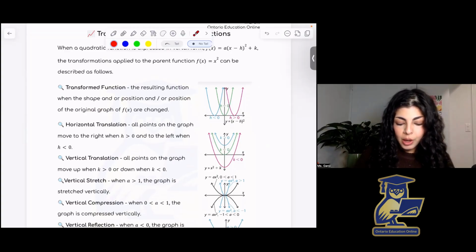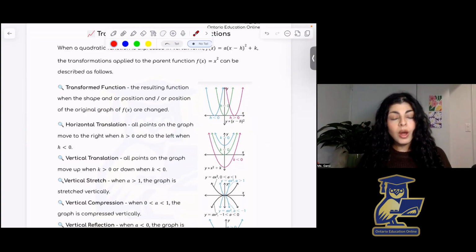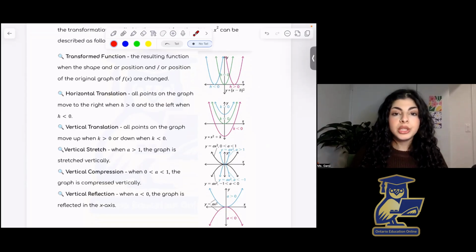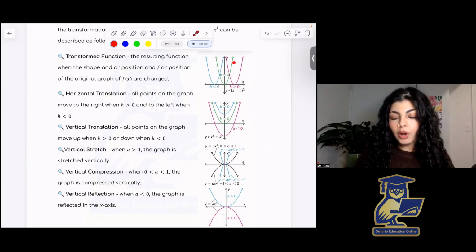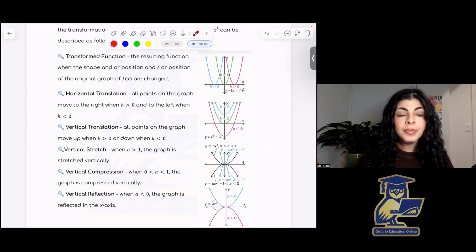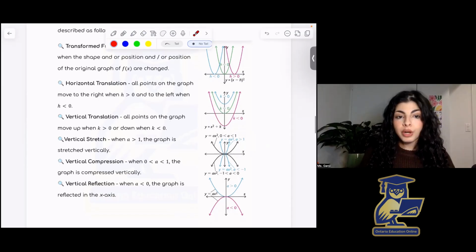So recall we have our transform function, the same definition. So when the shape or position changes, then we have a transform function. And a horizontal translation, so we're looking at this top image here, we can see that when h is 0, so that's just no translation, we have our function in the same spot. But if h is greater than 0, we're translating to the right, and if h is below 0, we're translating to the left.